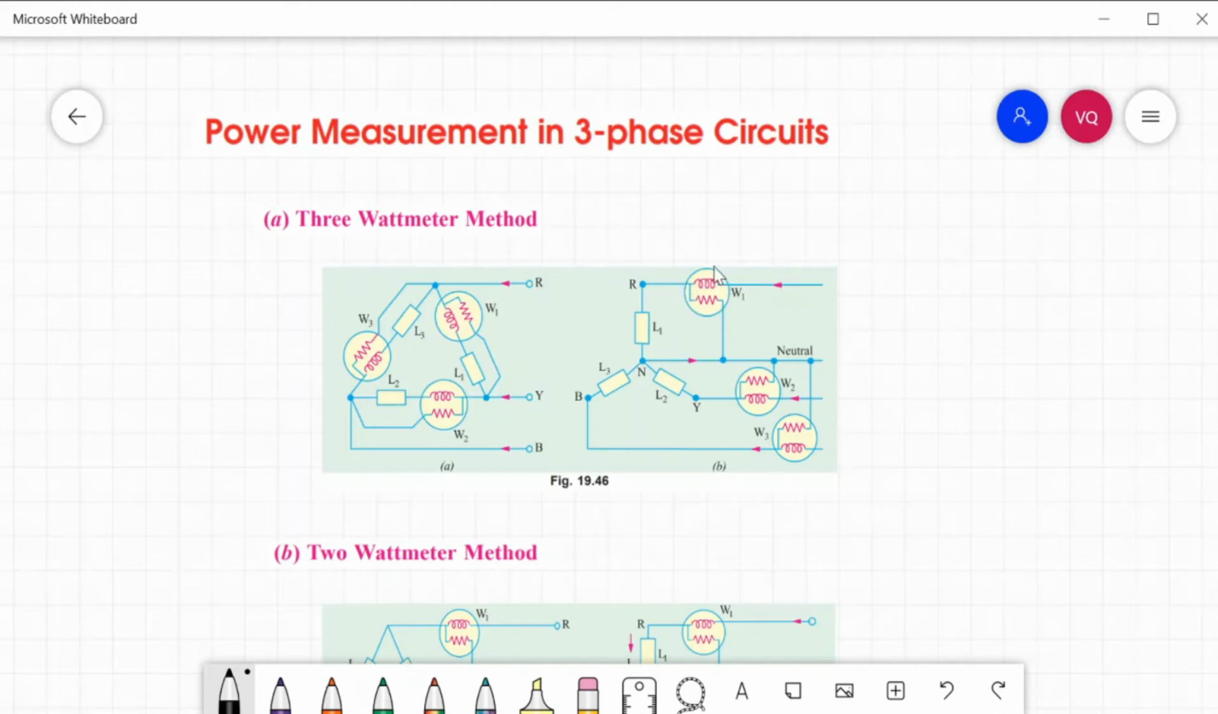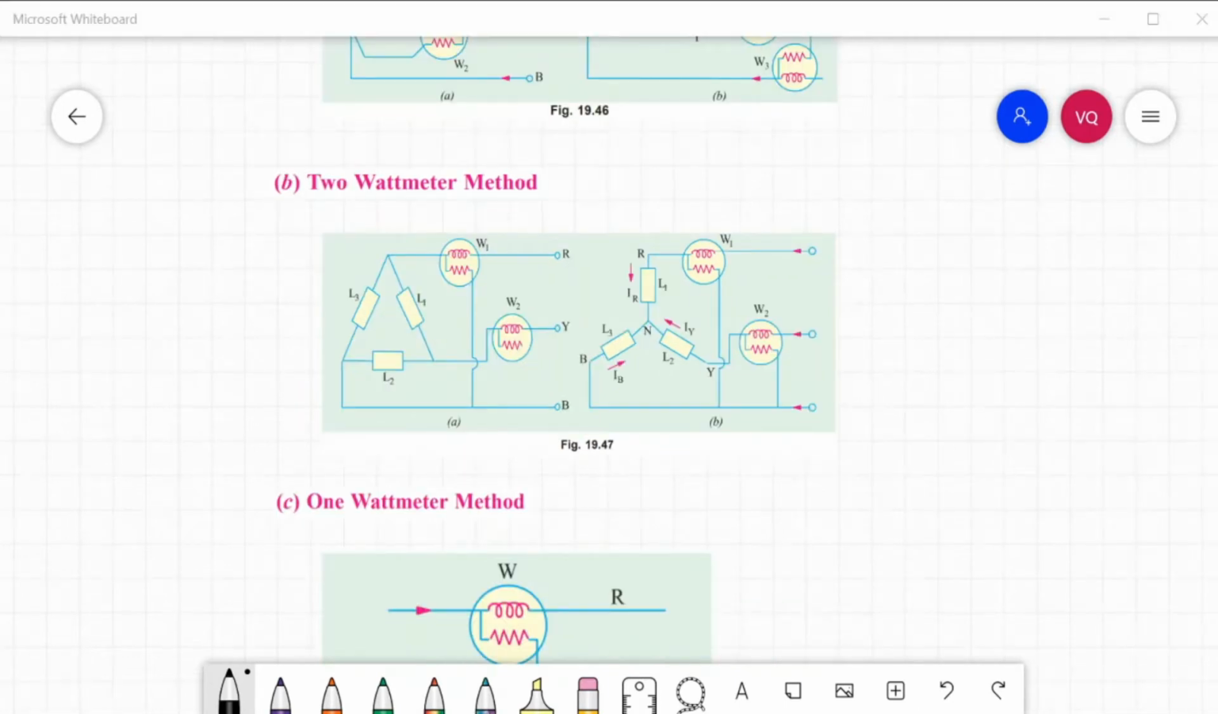The first wattmeter is connected to the line and to your neutral. The wattmeter inserted in your second line, or line Y, is also connected to the neutral, and also in line B for the RYB connection. So this is the three-phase or 3-wattmeter method. Second one is the 2-wattmeter method.